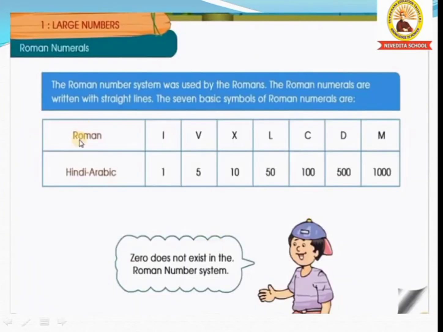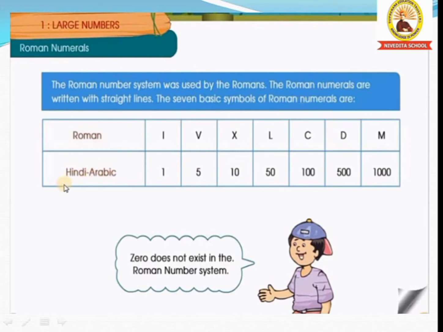Okay, let us learn more about Roman numbers, Roman numerals. The Roman number system was used by the Romans. Roman numerals are written with straight lines. Children, where do you see them? We see them in clocks and watches. Here, letters are used to write the numbers. Seven basic symbols of Roman numerals are given here.